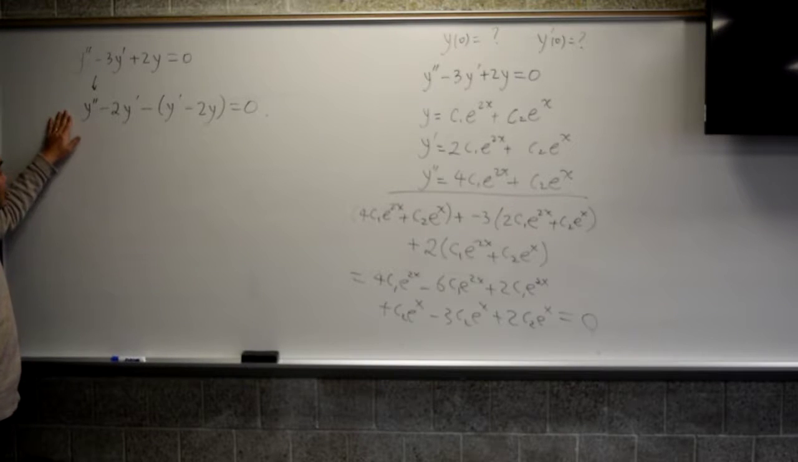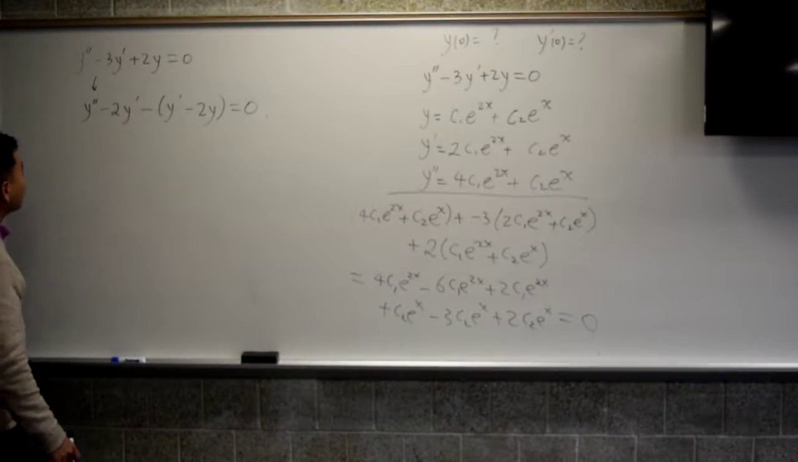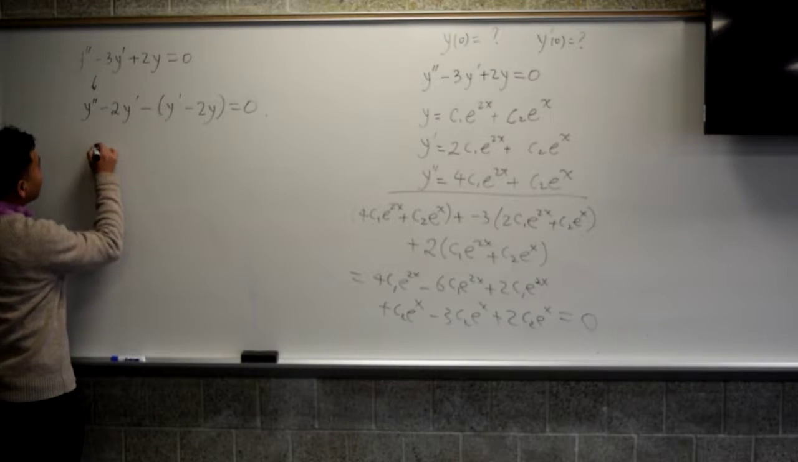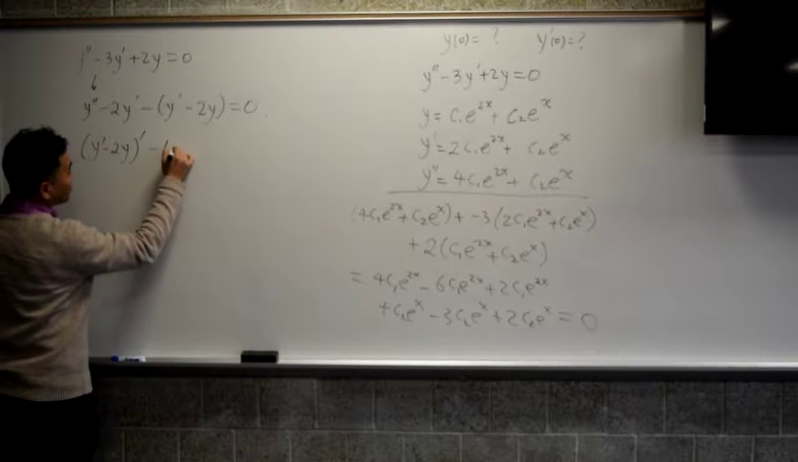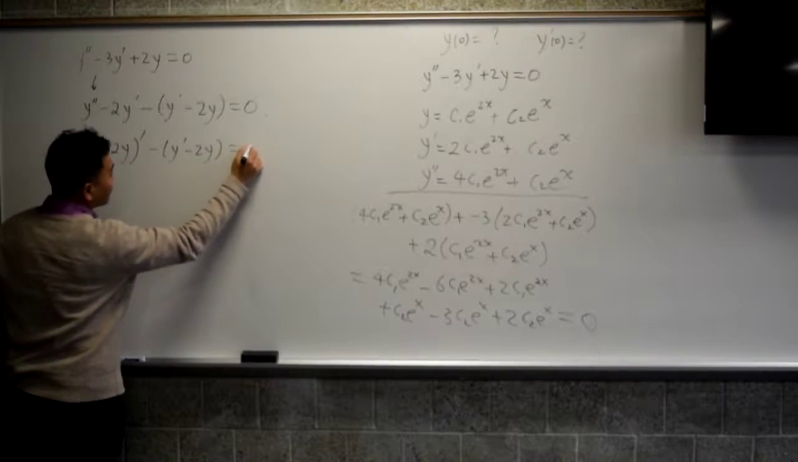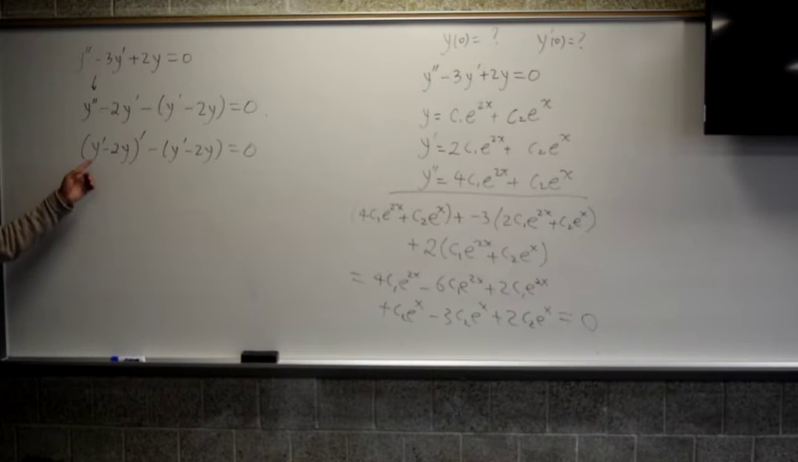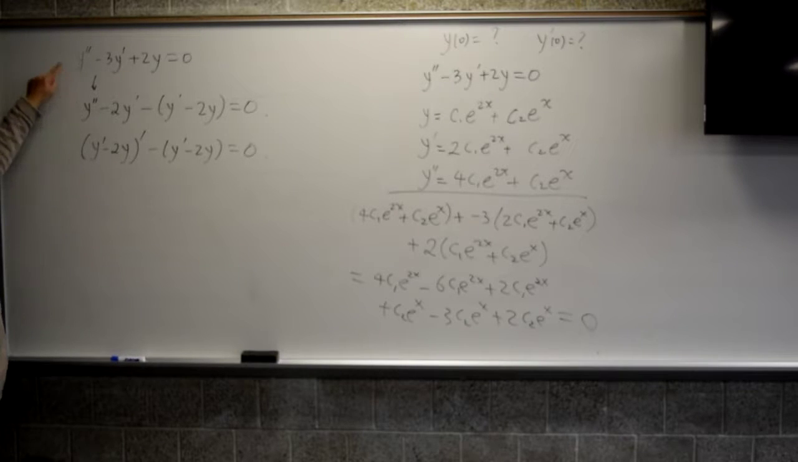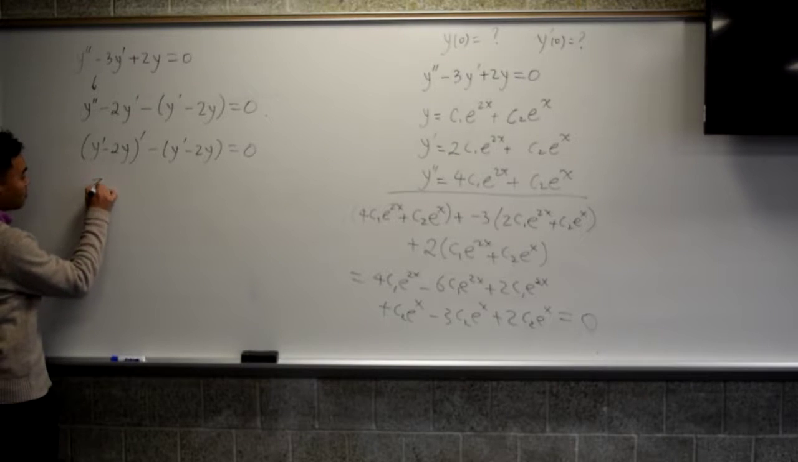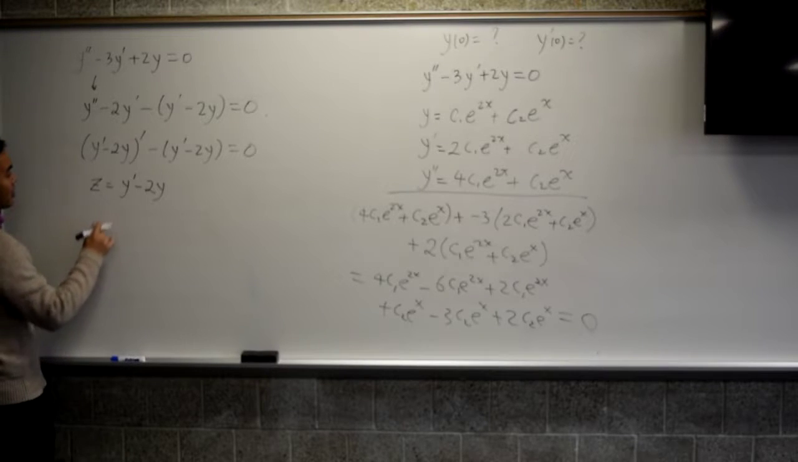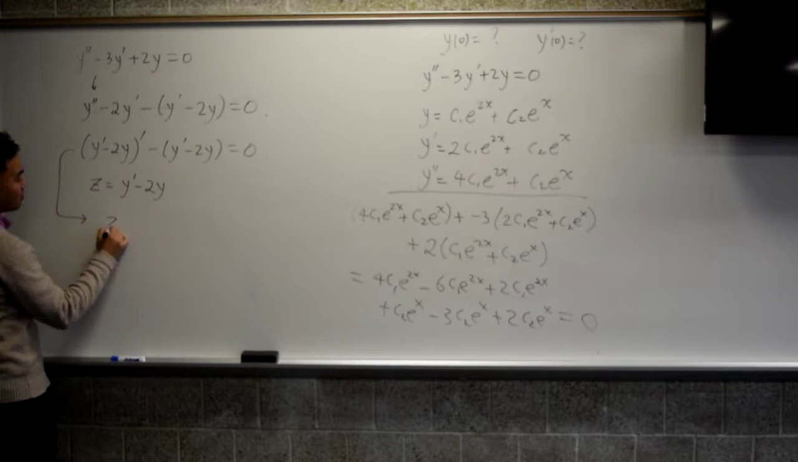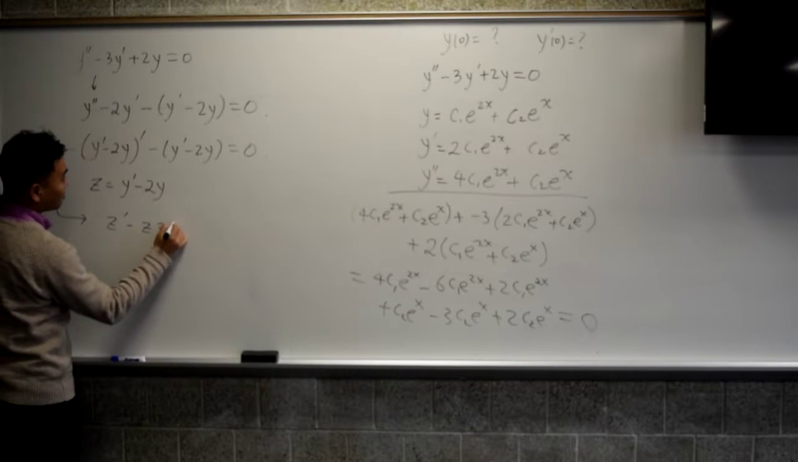Okay, so we agree that this is true. And then I can say this is y prime minus 2y prime minus y prime minus 2y. If I differentiate this, you get the same thing. So this is the same as that, so we're still solving the same equation. Then I'm going to change a variable and say z is equal to y prime minus 2y, so that this differential equation is now z prime minus z equal to 0.